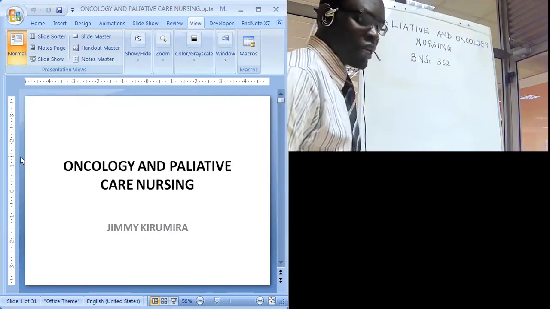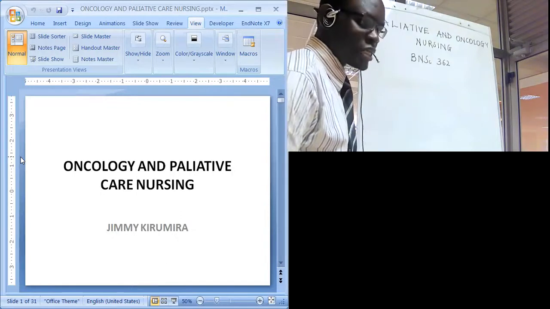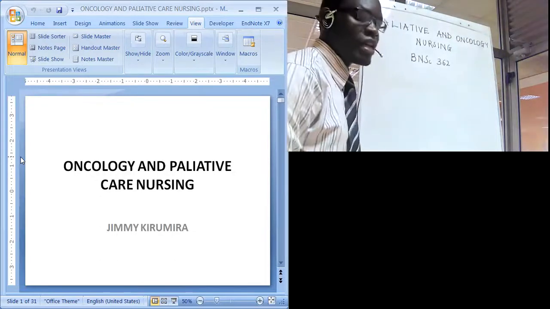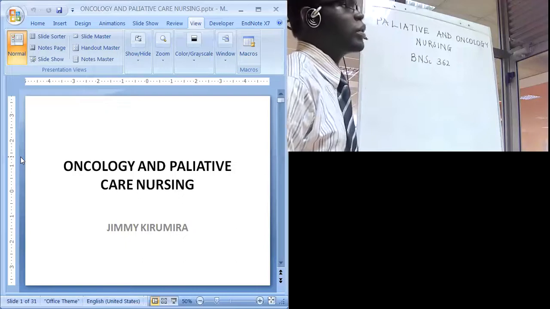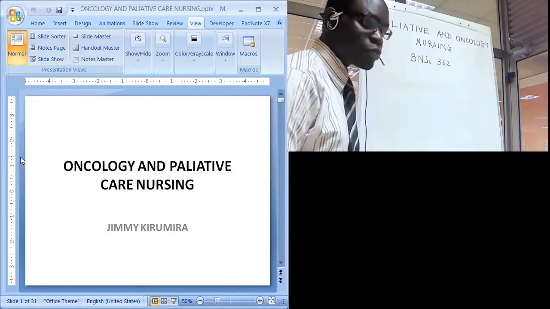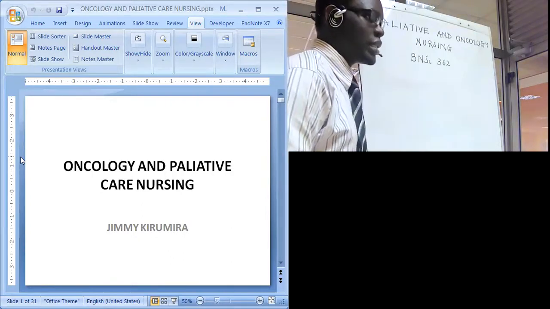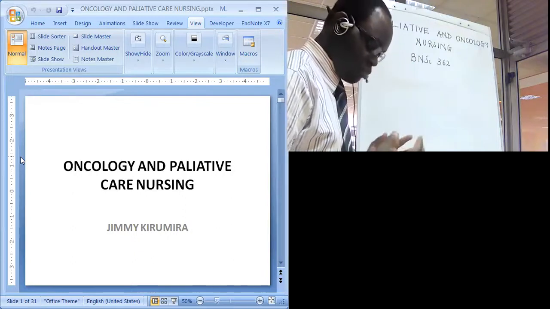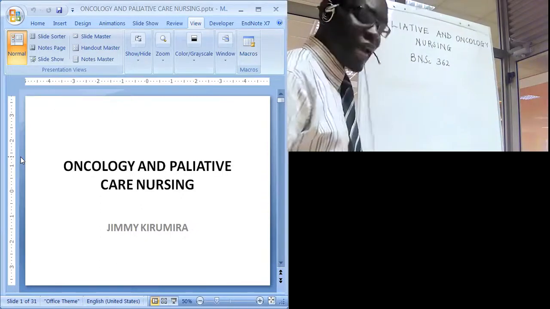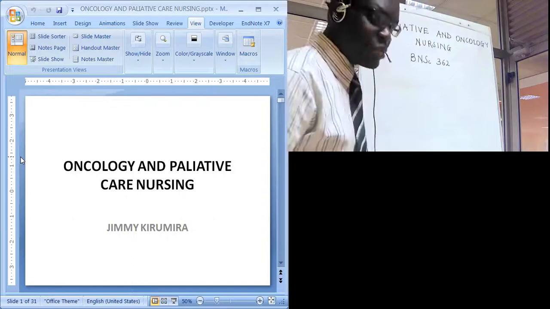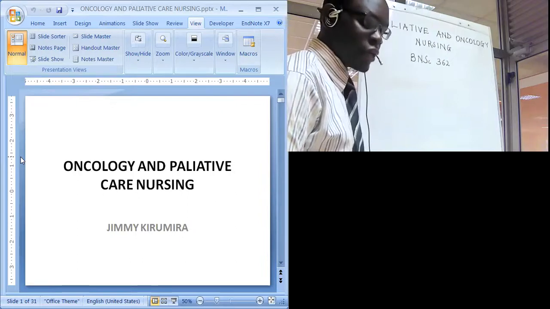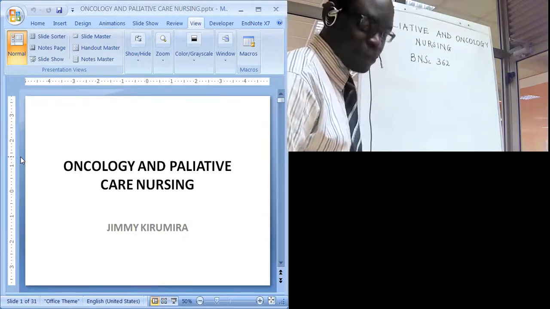So palliative and oncology nursing, as you can see, the words are basically two words in one. There is oncology and there is palliative. Oncology basically deals with the study of tumors, or cancers per se, while palliative deals with the care of people with these malignant conditions. It might not only be cancer, but there are other debilitating conditions that require palliative care. So we shall be looking at that now.